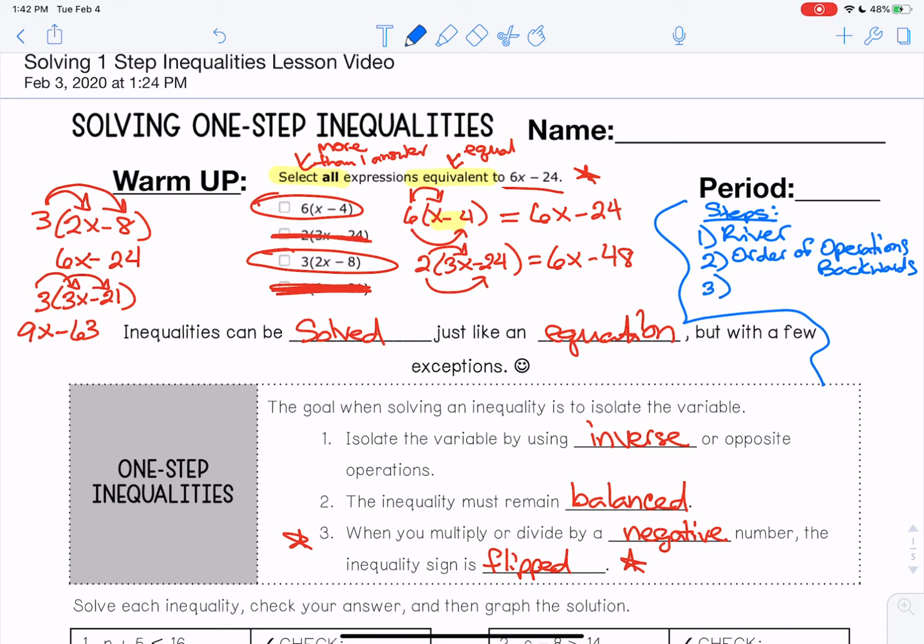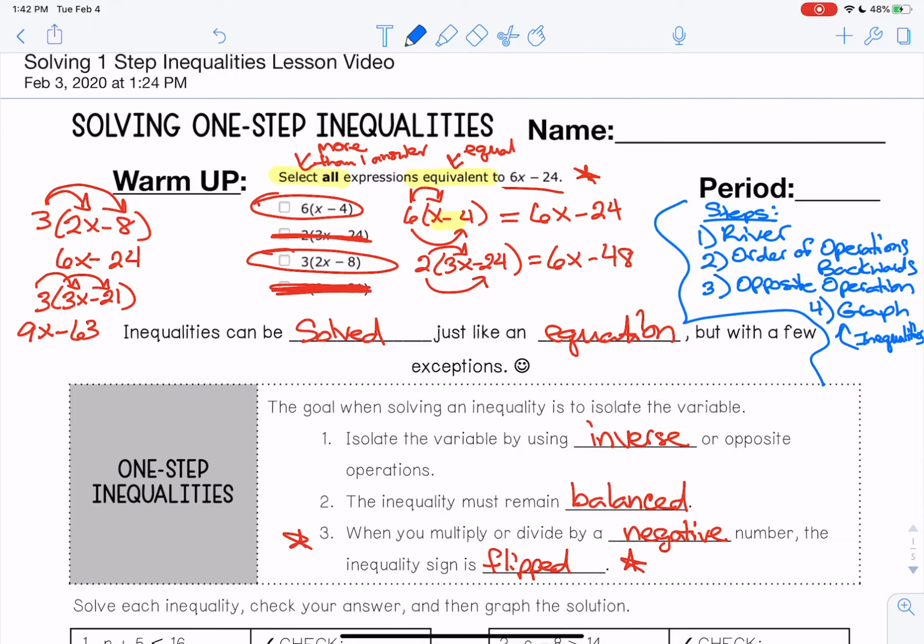And number 3, we do the opposite operation. And then number 4 is for the inequalities. We graph. Okay, so this is for inequalities only. But you'll notice all the other steps are exactly the same as equations, okay?